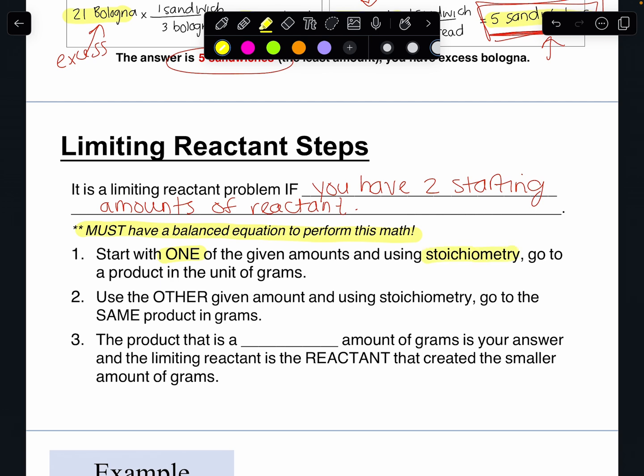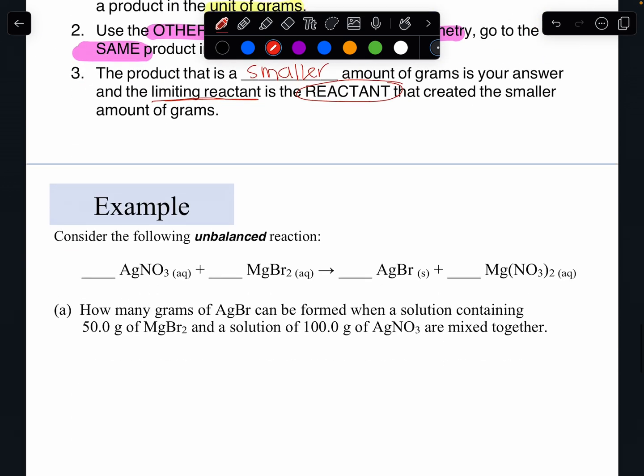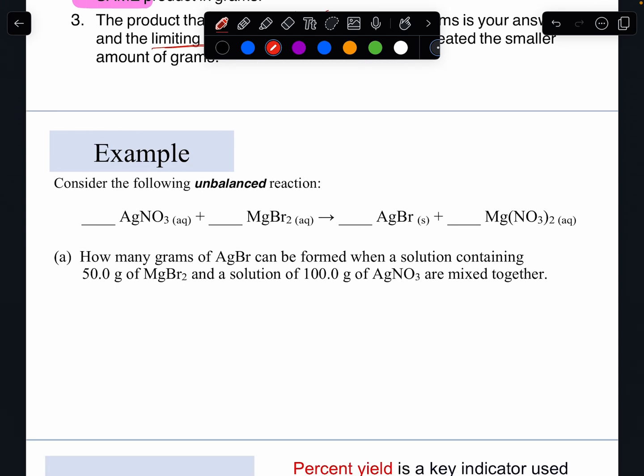So again, we're going to start with one of our given amounts, use stoichiometry, which is just a fancy way of saying unit canceling, and we're going to figure out the product in the unit of grams. You're then going to use the other given amount, again use stoichiometry and go to that same product. That is the thing, same one. Now the product that is a smaller amount is your answer. And then that limiting reactant is the reactant that created that smaller amount. Now we're going to apply this to a problem. Makes a lot more sense when you see it.